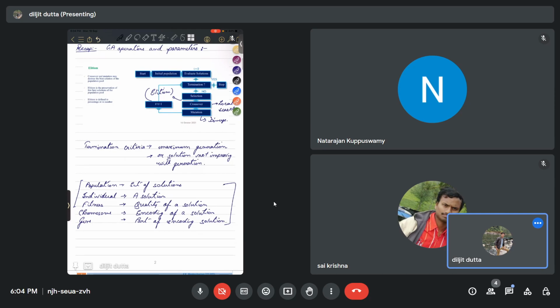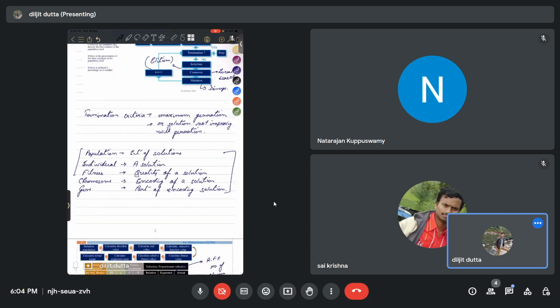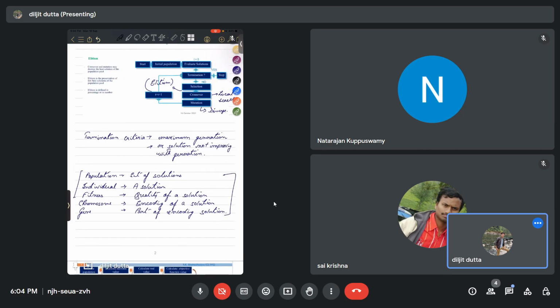This is called elitism. Then we discussed termination criteria, which can be defined by the maximum number of generations we want, or, suppose after a specific number of iterations the solution is not improving any more, we set that as a termination criterion.